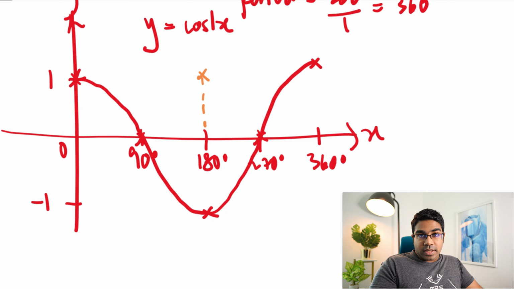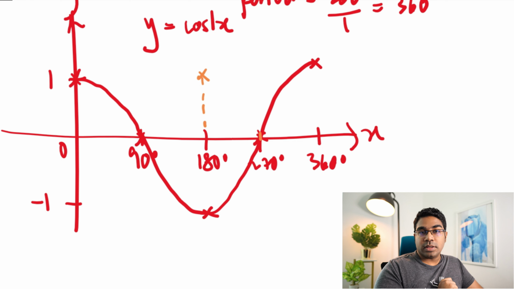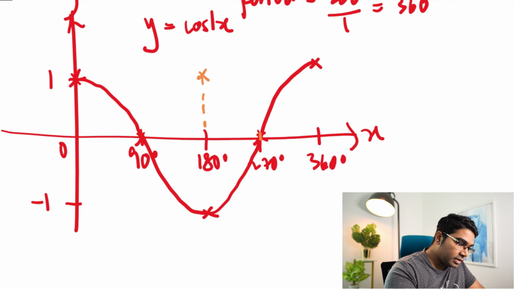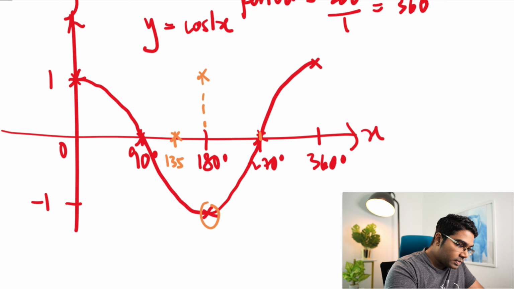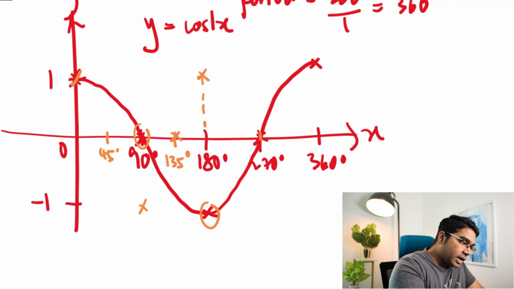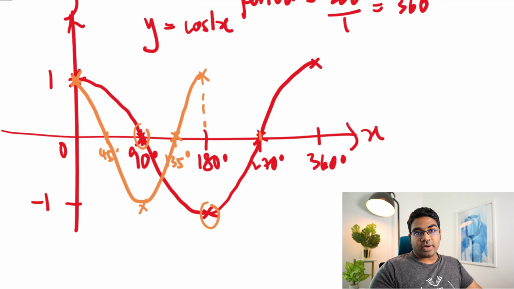So now that means we have to halve all of our key angles. From 270, this will become 135. Here in between 135, and from 180 this will become 90, and from 90 it becomes 45, and of course 0 is still 0. So our new graph will look like this. We have one full cycle in 180 degrees.